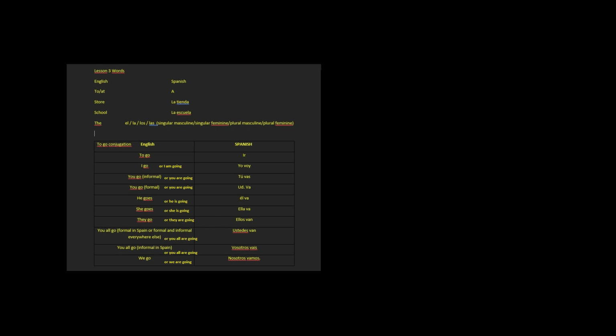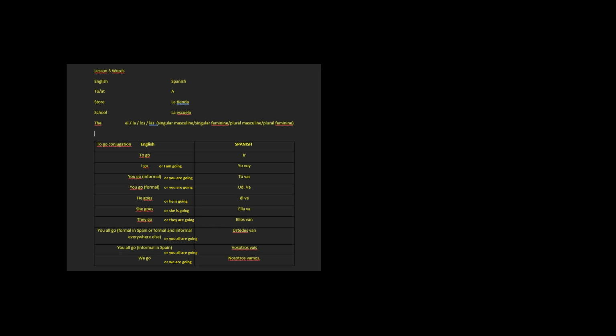All right, so one of the places we're going to learn is the word store. The word for store is tienda, spelled T-I-E-N-D-A. Tienda is feminine, so the before the word tienda would be la, because la is the singular feminine version of the word the. So to say the store, it would be la tienda.